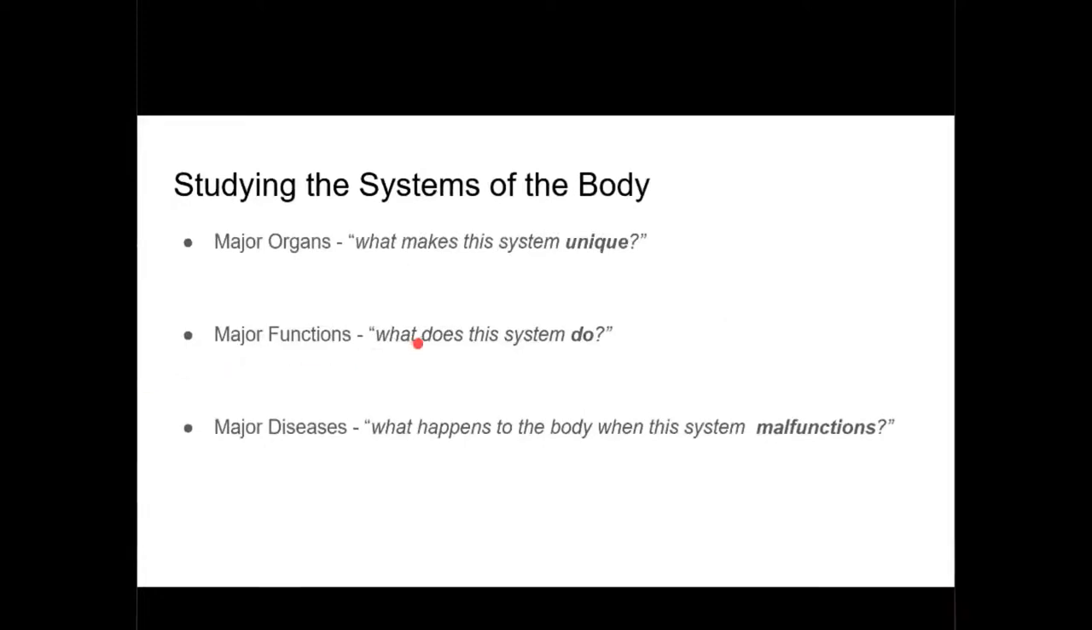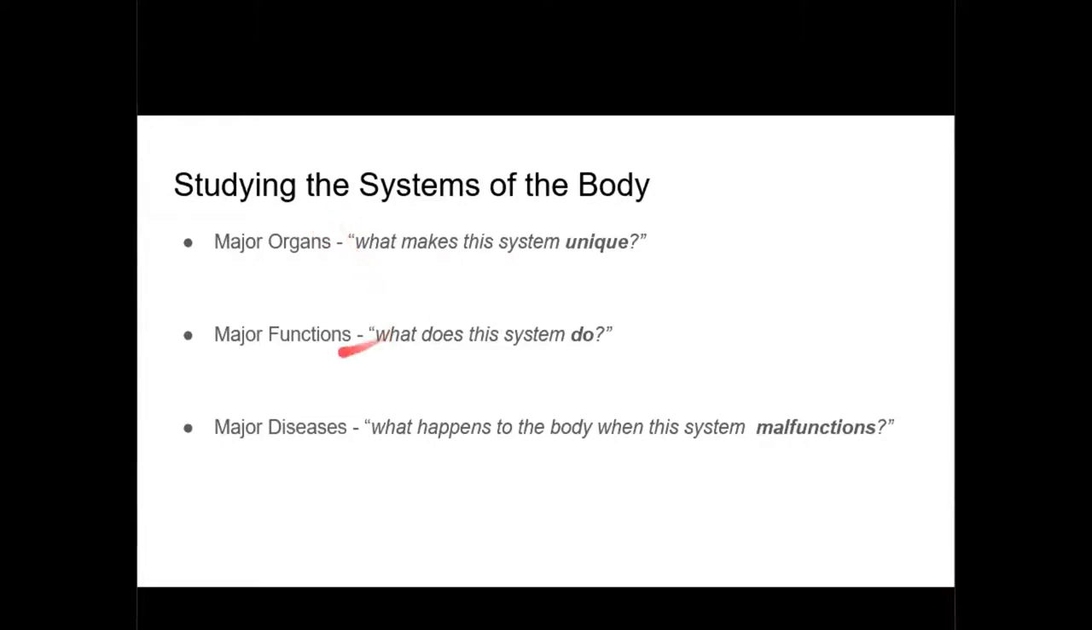But before we do, I recommend that you ask yourself three questions when you're studying for the TEAS test. First, what are the major organs of this system, and what makes this system unique? For instance, the nervous system has the brain, or the cardiovascular system has the heart. You want to ask yourself, if this organ wasn't there, would this system still be that system?